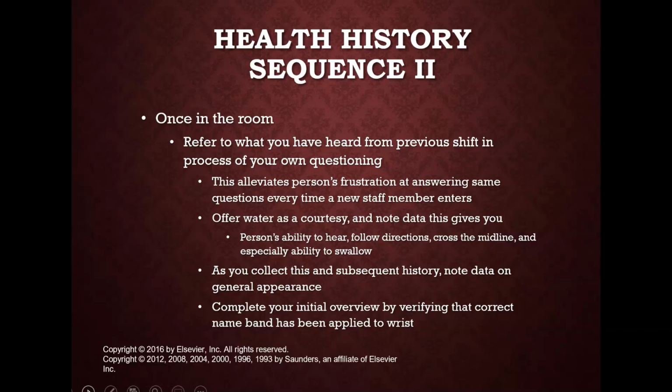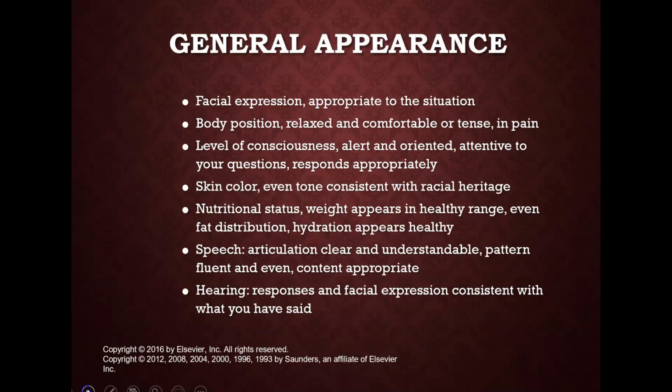As you collect this data and any other subsequent history, make sure that you notice the person's general appearance. Complete your initial overview by verifying the correct name band that has been applied to that particular person. You want to look at their general appearance: facial, body position, level of consciousness, skin color, nutritional, speech, and hearing.